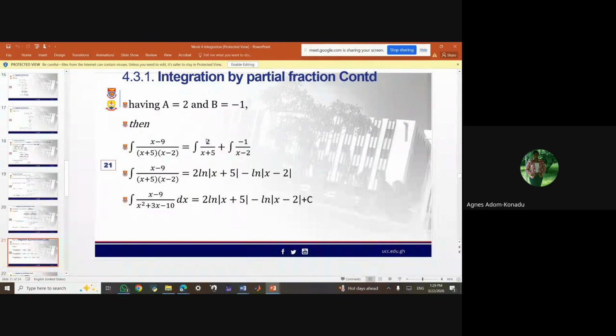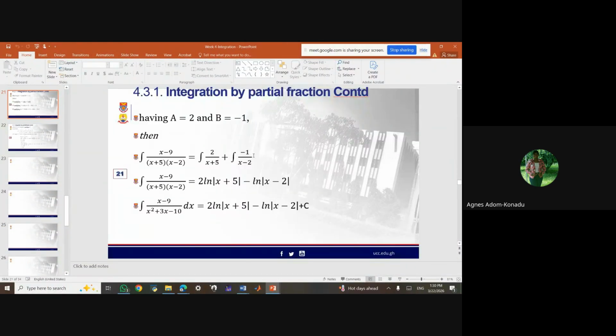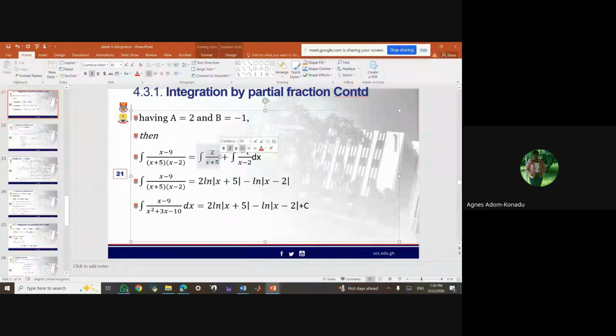Then when I integrate, the ds should come, please. They should have dx. I'm not able to edit it. Enable editing. Okay. So this should have the x. This should also have dx. So please dx. And even this one should also have dx.